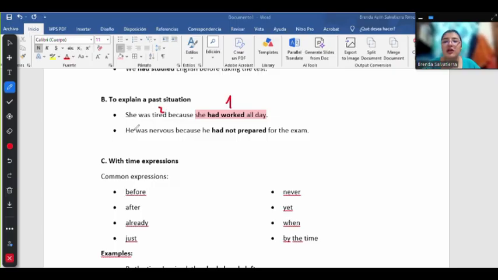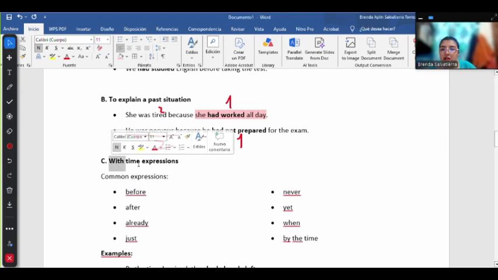Okay, he was nervous because he had not prepared for the exam. He had not prepared for the exam, that's why he was nervous. Okay, first action. And this is the second action. Okay, got it, I think.